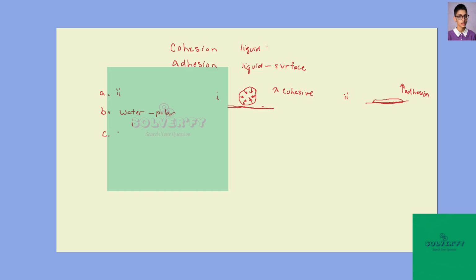In part C, it says which of these diagrams, 1 or 2, represents what happens to water on a polar surface. So now if water is on a polar surface, it is going to be attracted to the surface. And since spread out is more likely to happen than beaded up, because this is going to have a higher entropy, it's just more likely to happen. It's going to want to interact with this polar surface, and therefore adhesion is going to win out, and it's going to be number 2.